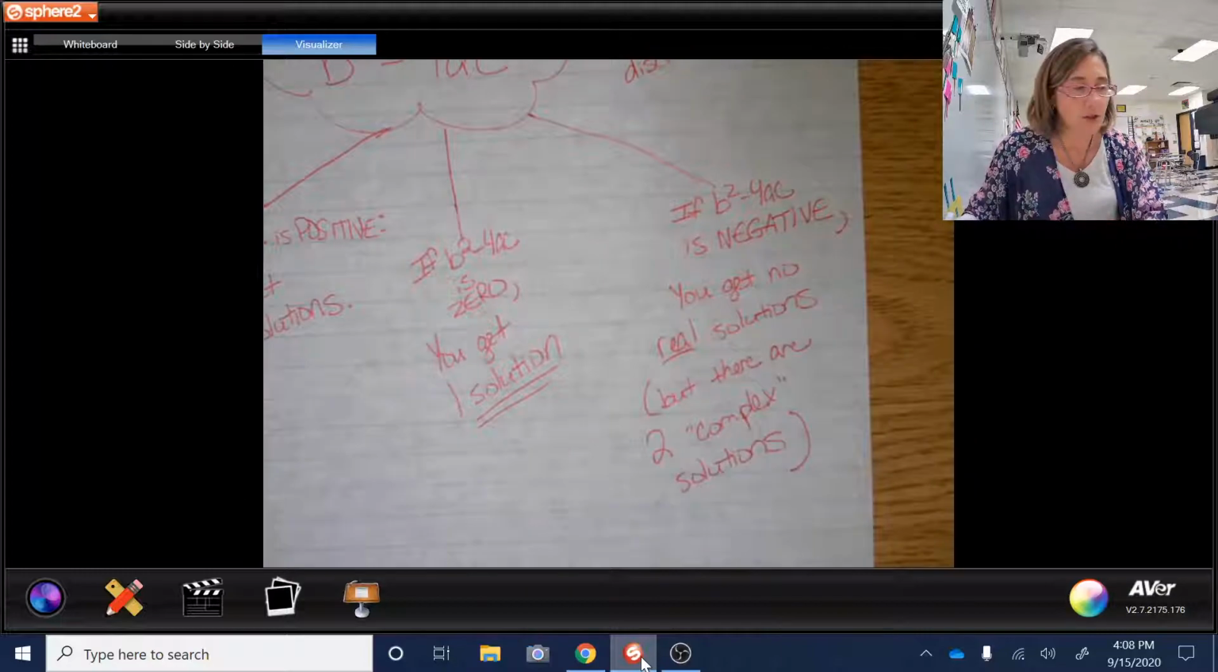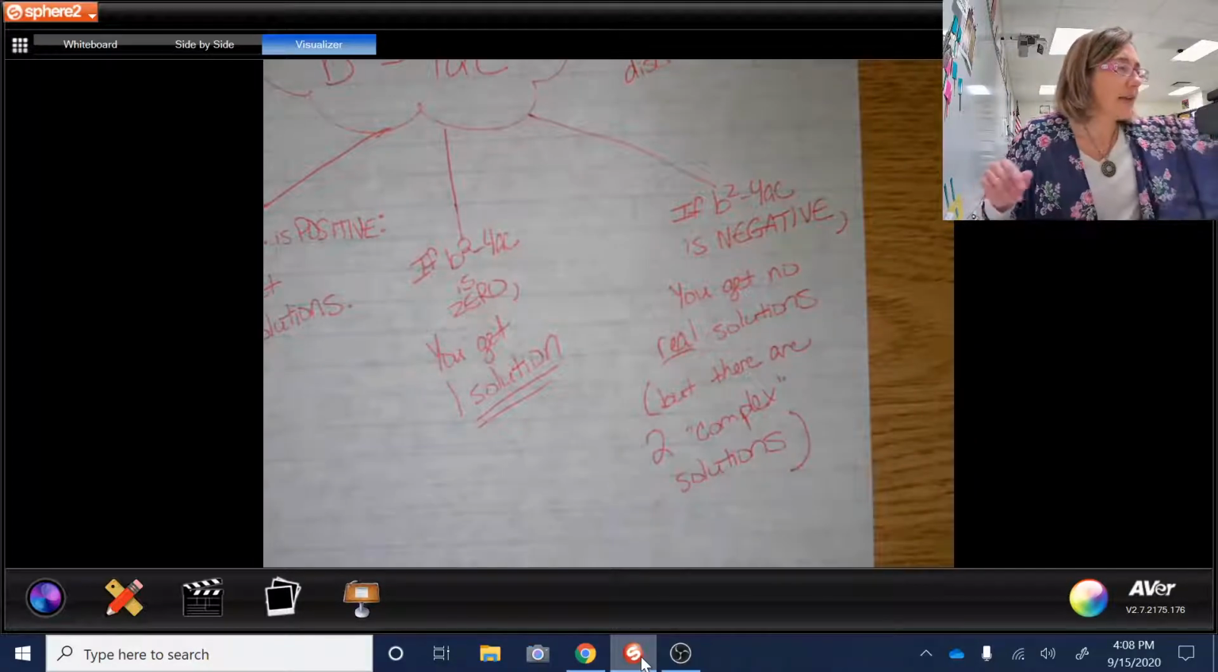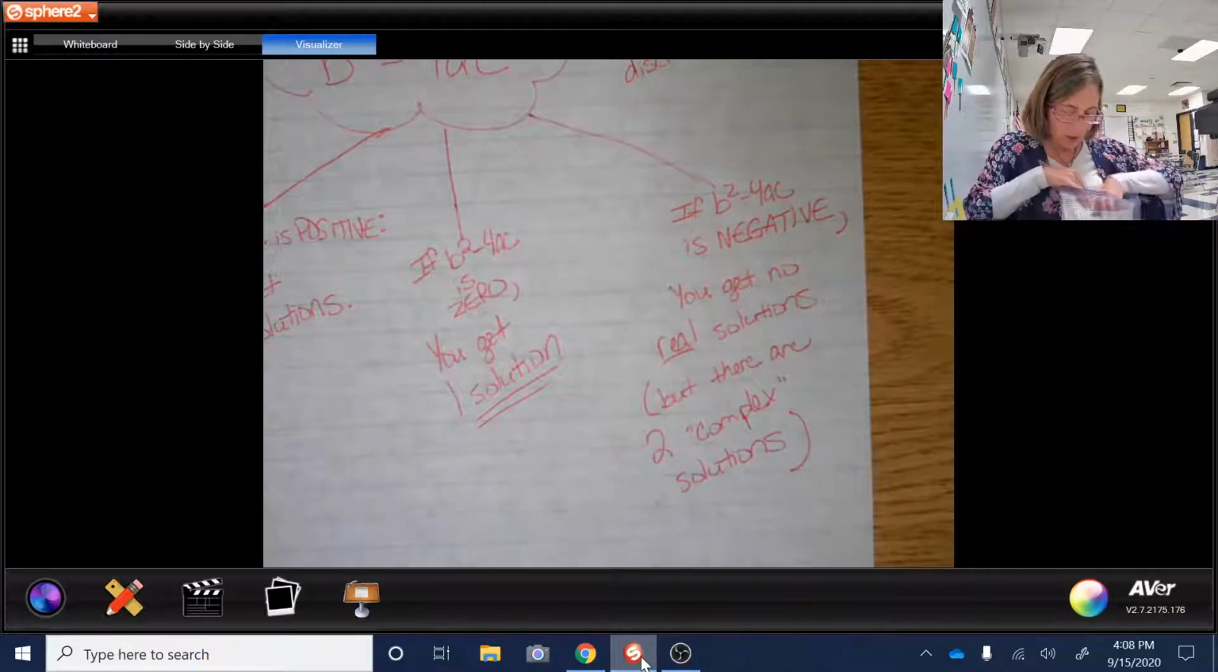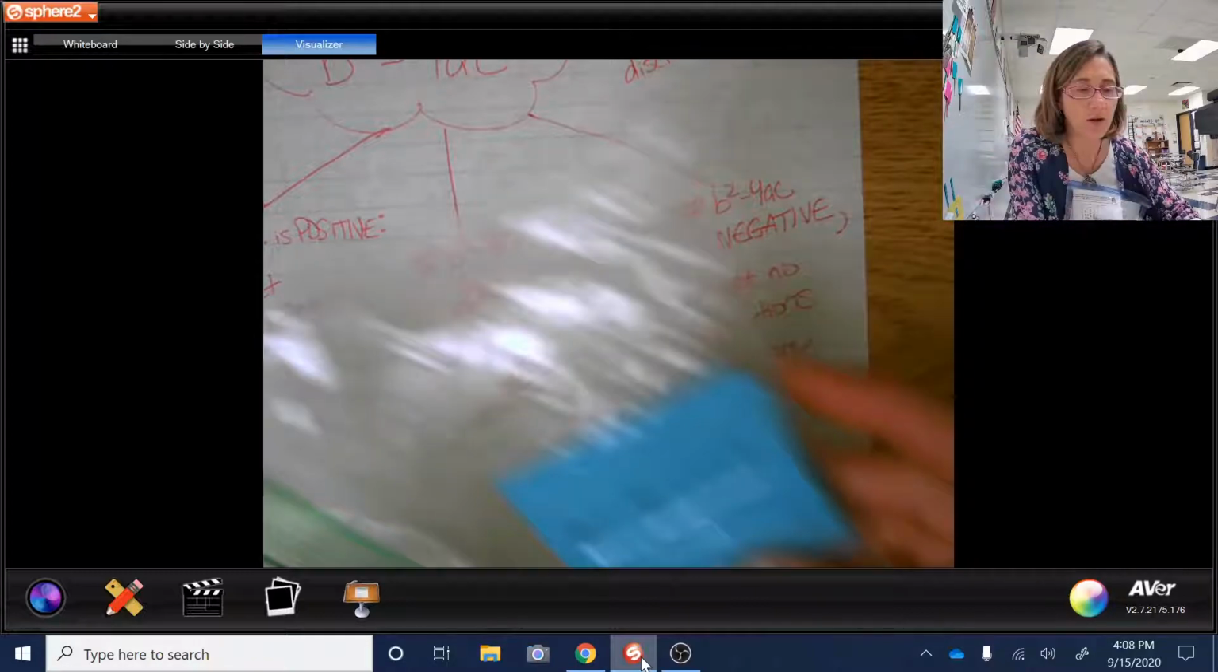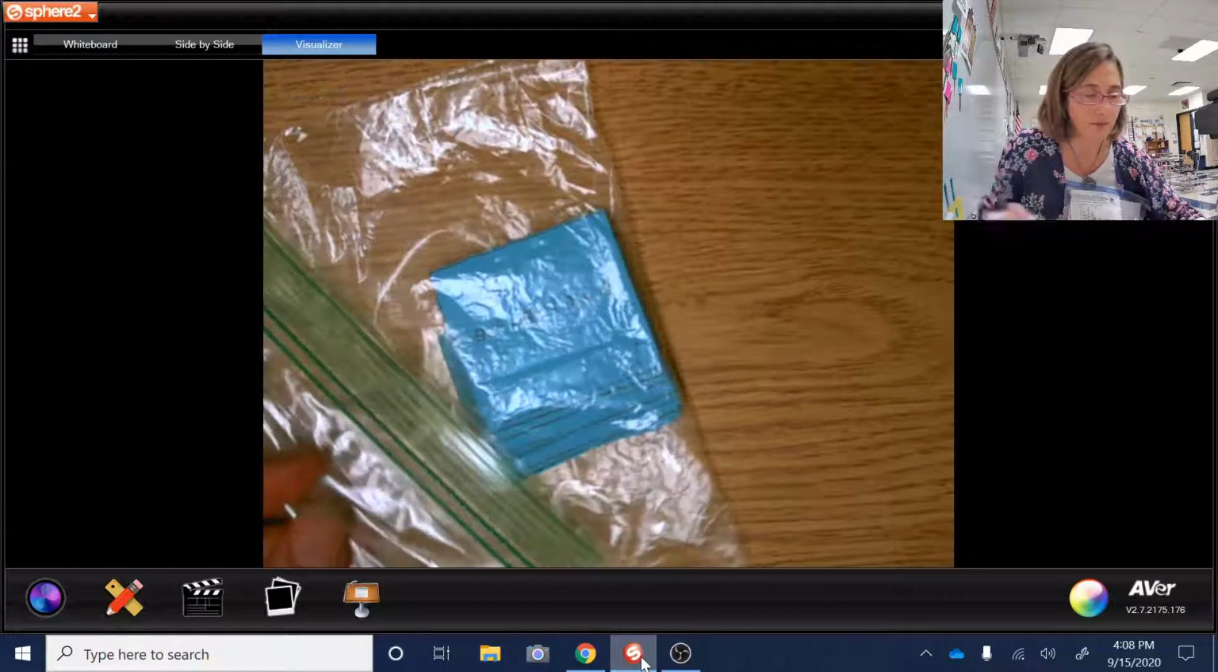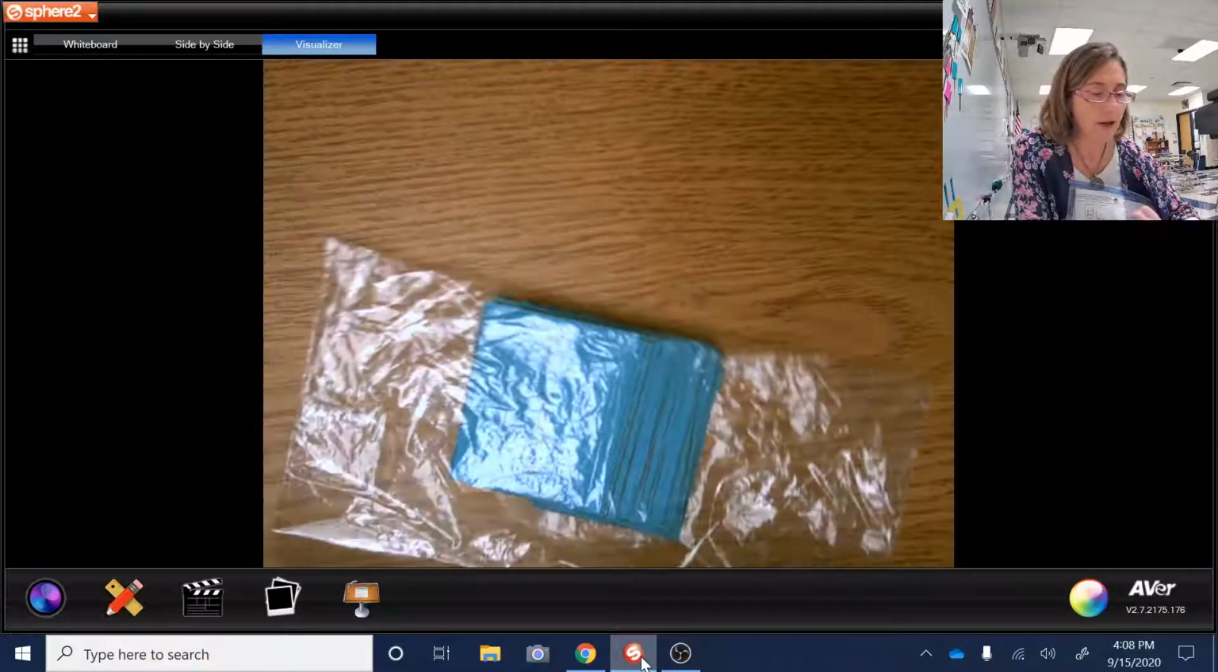Okay, so what you are going to do today is you are going to have a card sort. So yours will not be on colored paper like this. I'm really sorry about that. Yours are just boring on white.